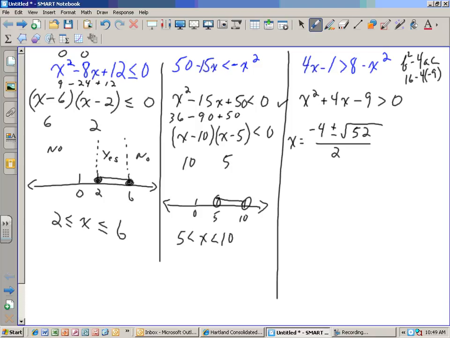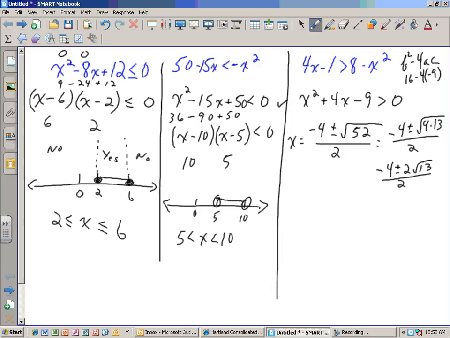Can I break that down? Can I break 52 down at all? What goes into 52? That's a perfect square. 4. Yeah, 4 and 13. You think of a deck of cards. We have 52 cards in a deck, 4 suits, so it is divisible by 4. So I can write that as negative 4 plus or minus the square root of 4 times 13 all over 2, which is negative 4 plus or minus 2 square root of 13 over 2.